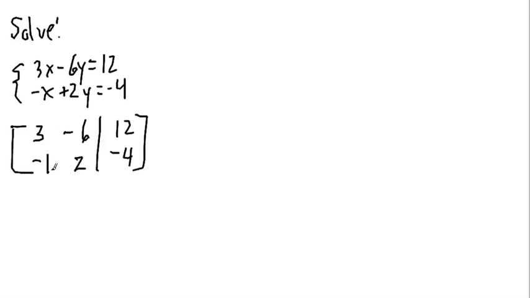I could switch the two rows, so I would have a negative 1 up here, and then I could multiply the top by negative 1 to turn this into a 1.